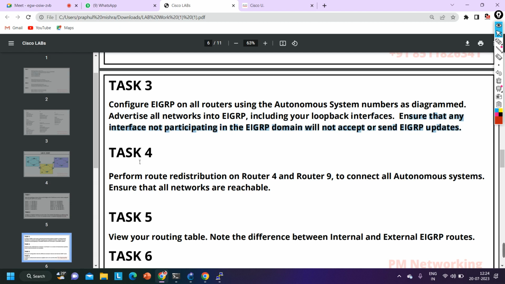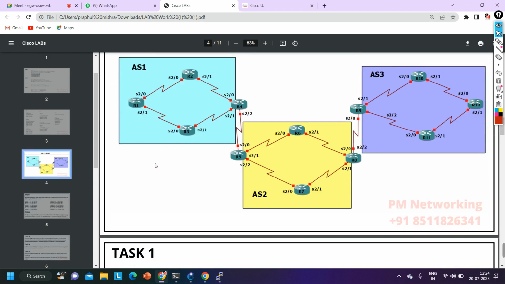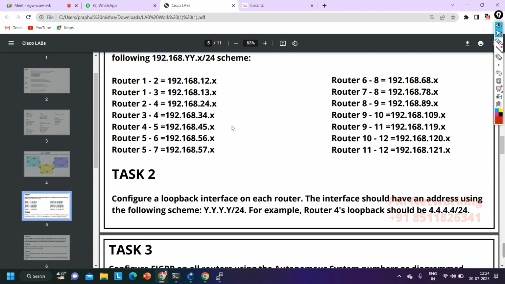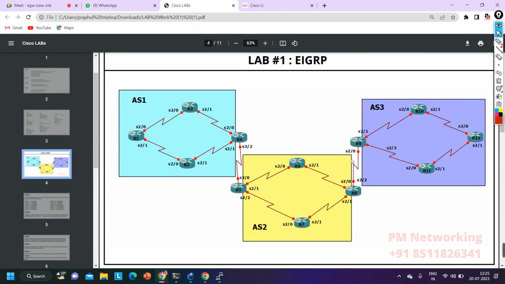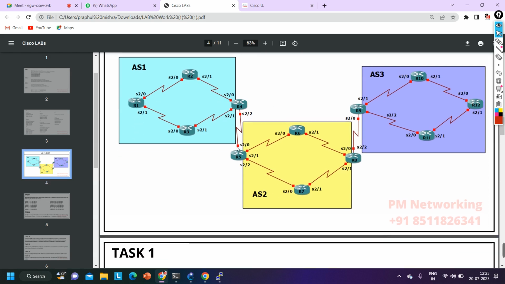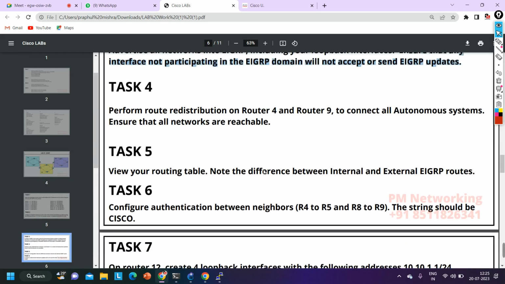So we don't have LAN here where we should use passive interface. Here we don't have loopback or LAN, so we don't need to configure passive interface then. If we have LAN, then definitely we should configure passive interface. Let's say if you are creating loopback on router number 1, then you have to configure passive interface.